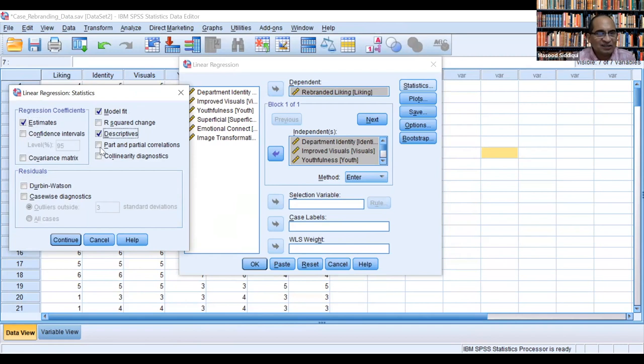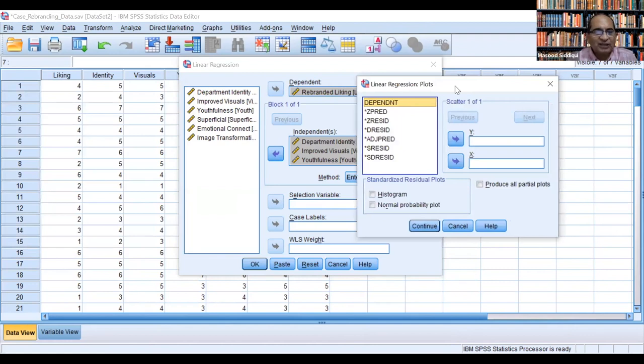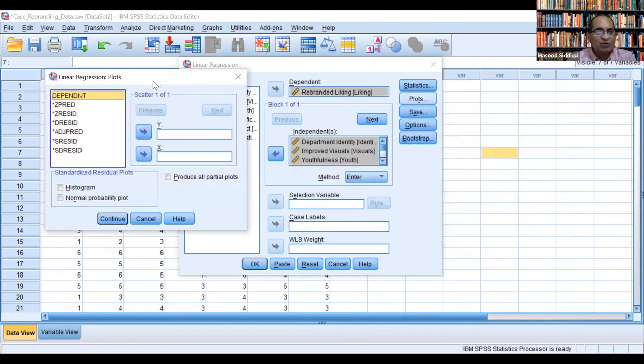We also include descriptive statistics. We also have part and partial correlation, and we have collinearity diagnostics also. These things will be discussed when we are discussing the assumptions. Then we have Durbin-Watson also. If you want to examine the impact of collinearity, you can also include case. Then we have plots. Plots are also used to check certain assumptions that we will discuss during the analysis.